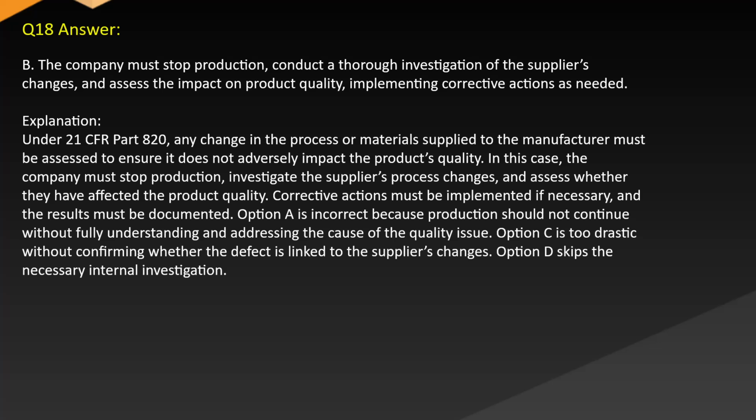In this case, the company must stop production, investigate the supplier's process changes, and assess whether they have affected the product quality. Corrective actions must be implemented if necessary, and the results must be documented. Option A is incorrect because production should not continue without fully understanding and addressing the cause of the quality issue. Option C is too drastic without confirming whether the defect is linked to the supplier's changes. Option D skips the necessary internal investigation.